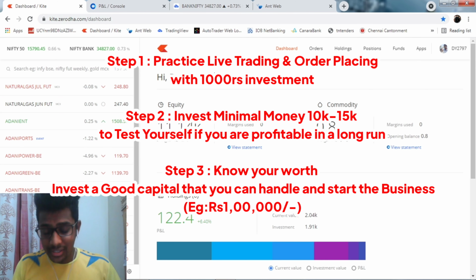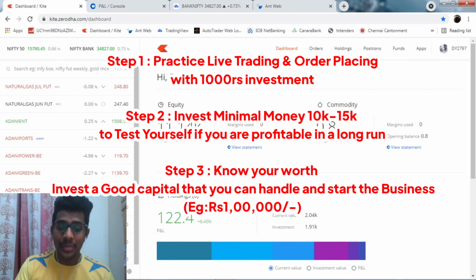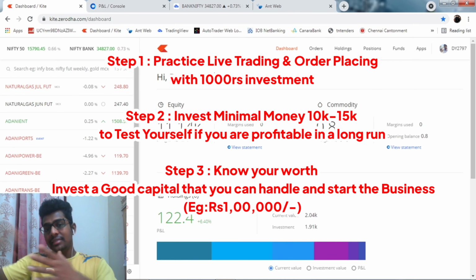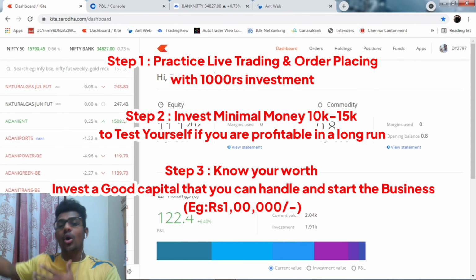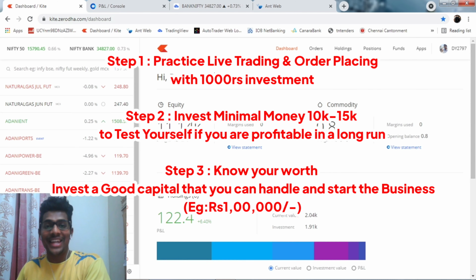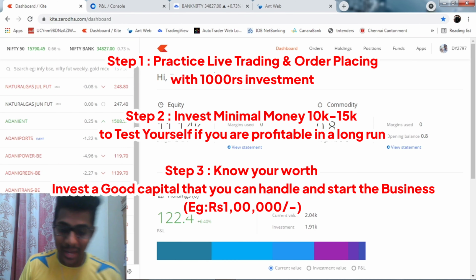So I'll just cut to the chase to the topic. With this 10,000 rupees account, my plan was to make it a double, and let's see how long it will take to do this, to make it a double, and how long it will take to do it at double. That was my main motive.